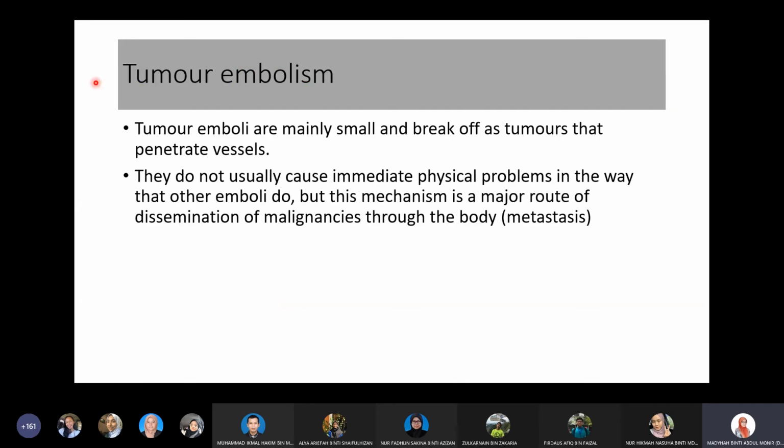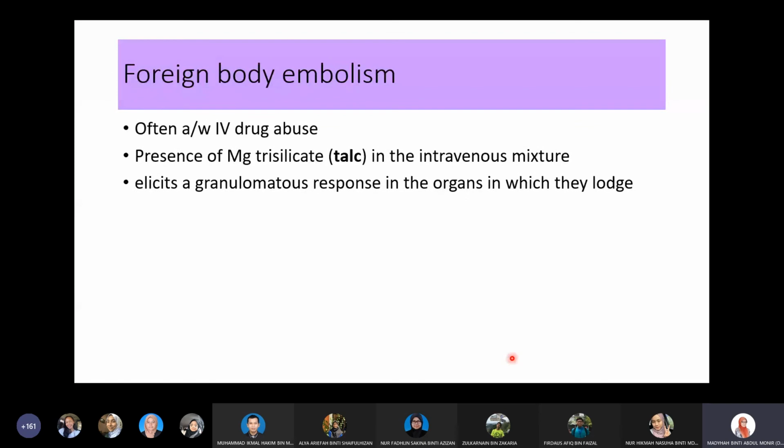There can also be tumor embolism. These are mainly small. You can see the small tumor emboli within the blood vessel. They don't cause immediate physical problems, but usually we see this tumor embolism when the tumor has metastasized throughout the body. So it is actually a route of tumor dissemination.